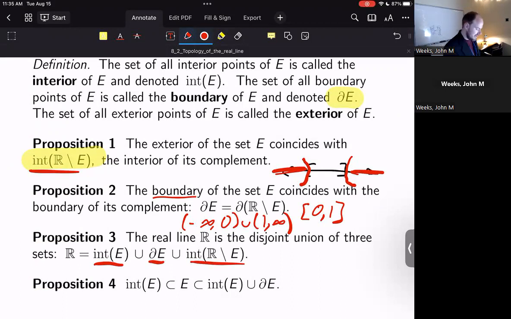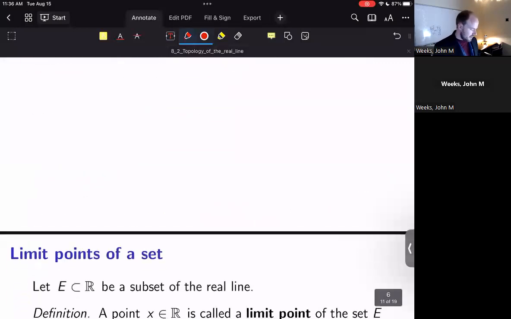Another neat little thing here is that the interior of the set, like we've seen, is contained within the set itself. But if you add in the boundary points, remember, boundary points are either in or they're not in the set, but exterior points we know are certainly not in the set E. So E lies somewhere in between the interior, which is all inside of the set E, and the interior including the boundary points, essentially excluding the exterior points, which we know are not inside of the set E. So that's a neat little thing.